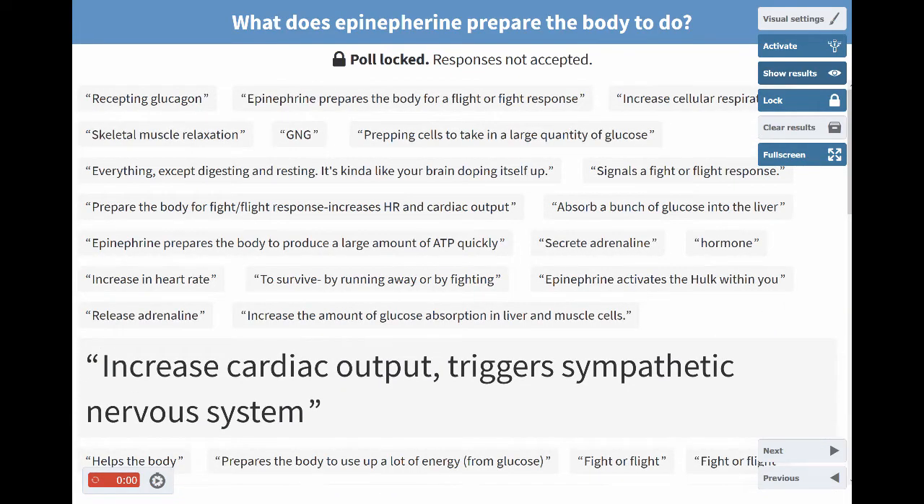All right. Epinephrine prepares the body for a fight or flight response. Is exactly right. Okay, signals a flight or fight response. Very good. Increased cardiac output triggers sympathetic nervous system. Very good. Okay, epinephrine activates the Hulk within you.